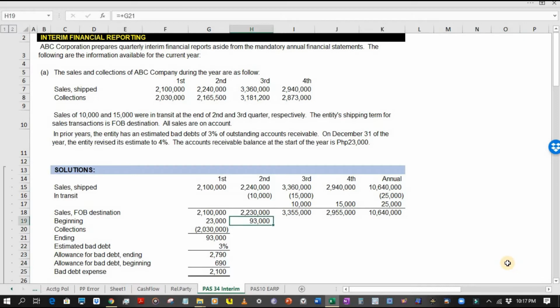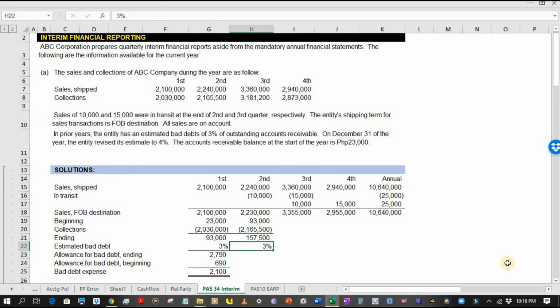and that is 93,000 pesos. And this will increase by the amount of credit sales for the second quarter, which is 2.23 million, and this will be reduced by the collections made in the second quarter, which is 2,165,500 pesos. So our ending balance of accounts receivable is 157,500 multiplied by 3%.